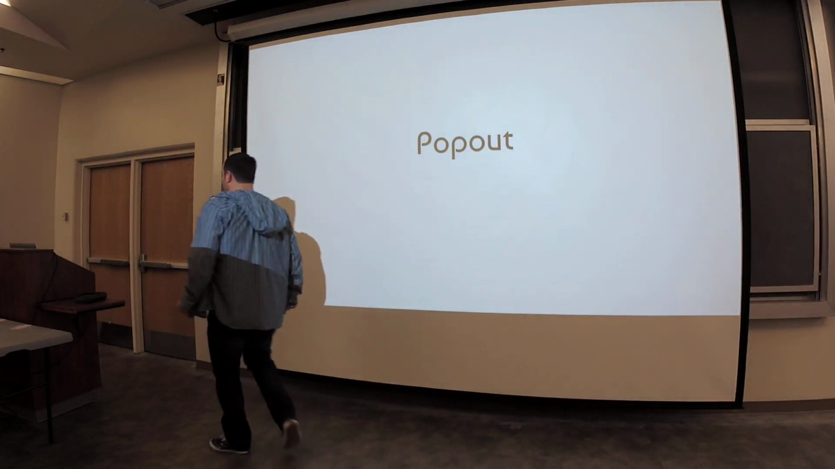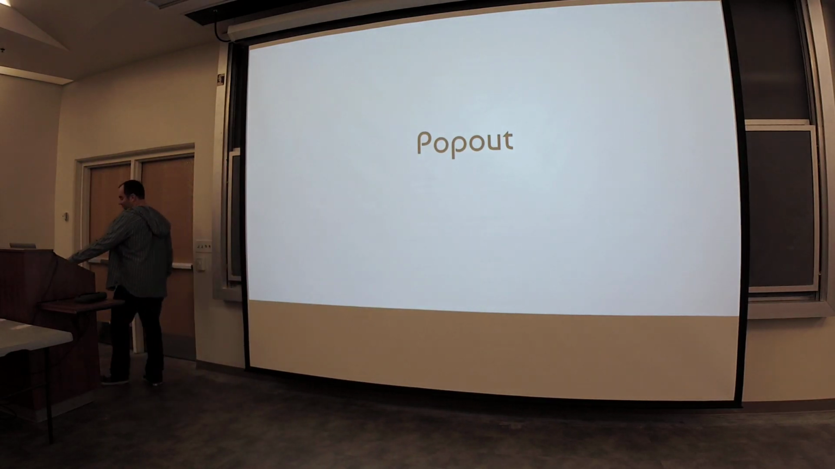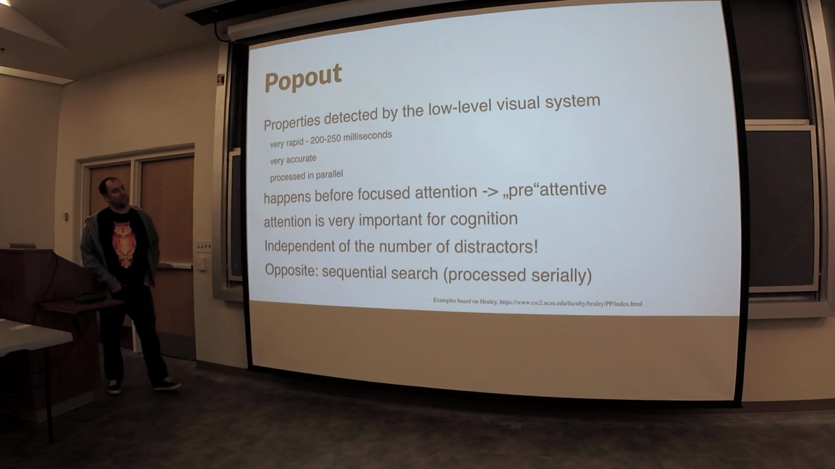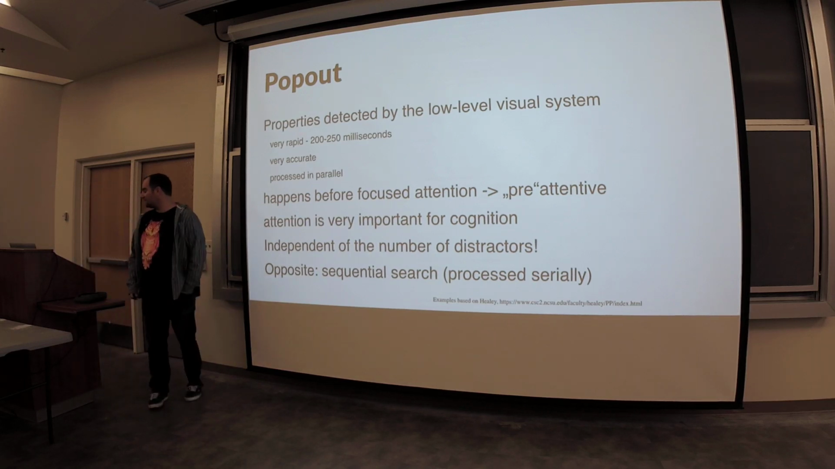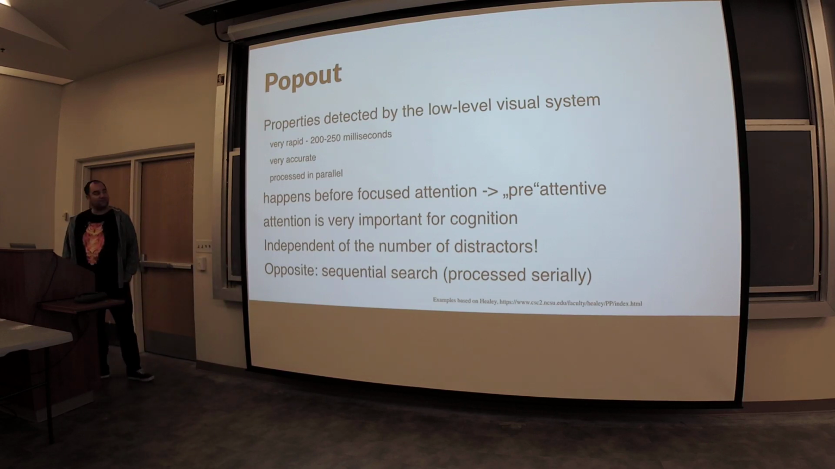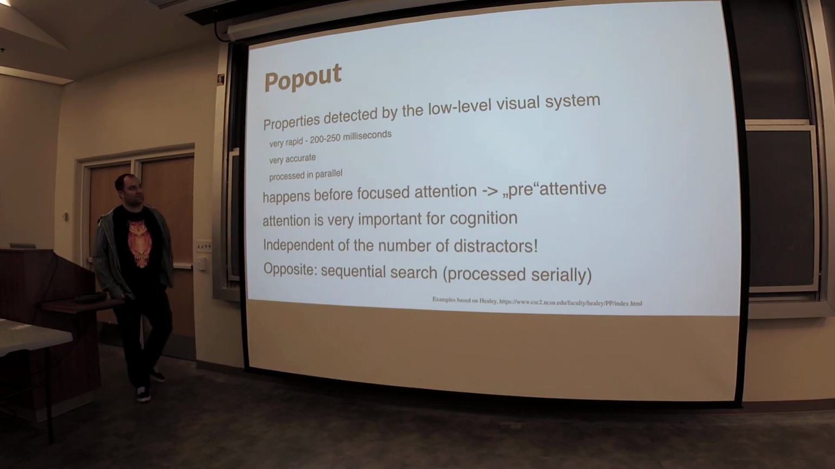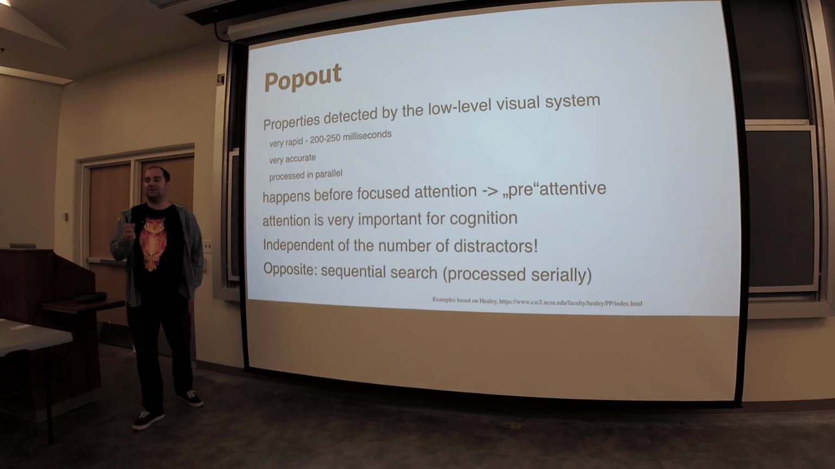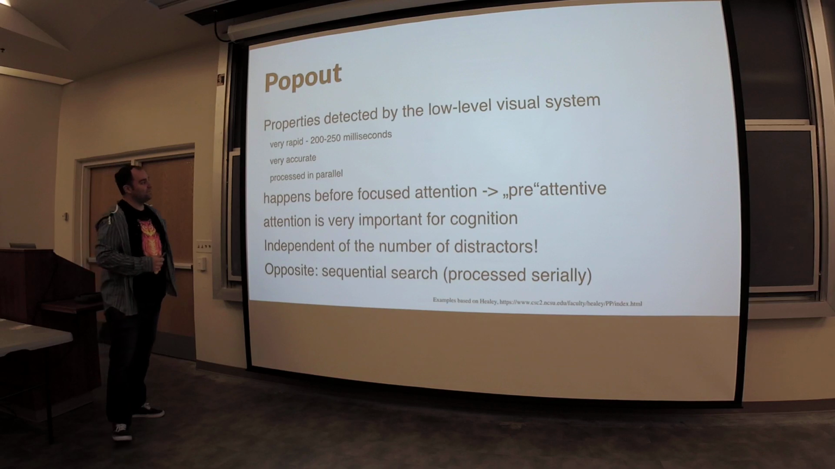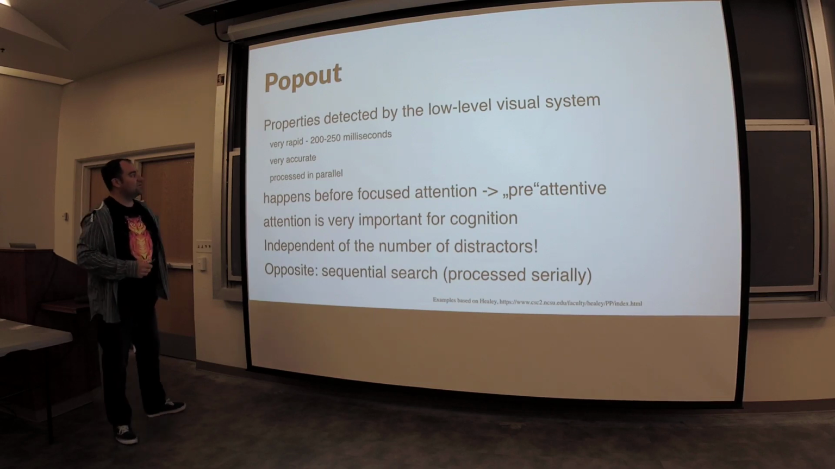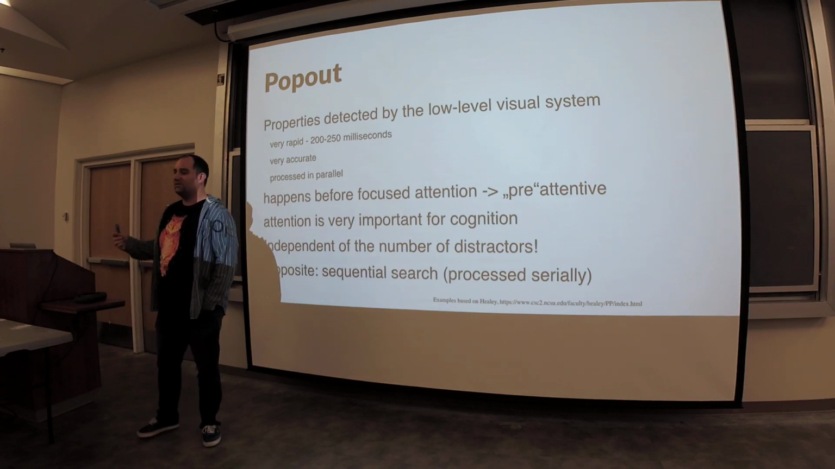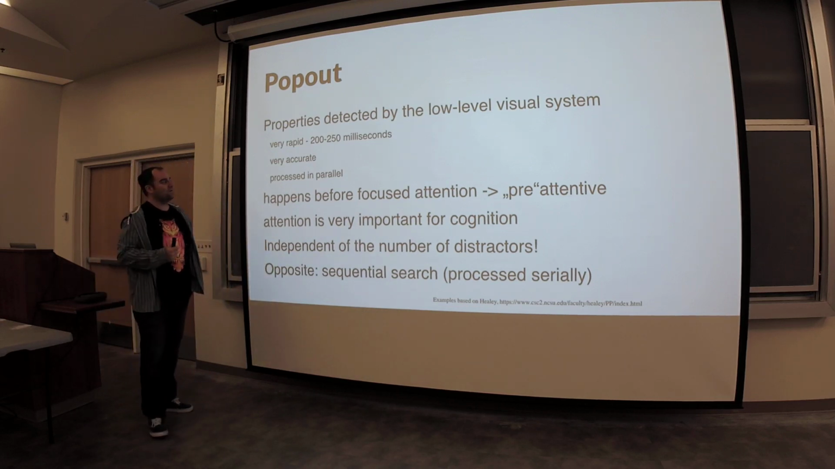Okay, so let's talk about pop-out. What is pop-out? Pop-out properties are also called preattentive properties. They are properties detected by the lower level visual system, and this works super quick, like 200 to 250 milliseconds. You will see whether there is something that has a pop-out effect on the screen. They're also very accurate. You are basically guaranteed to see a pop-out property on a screen.